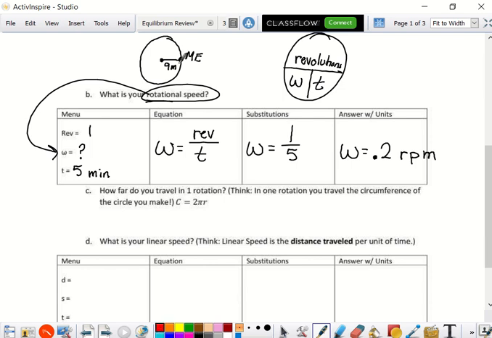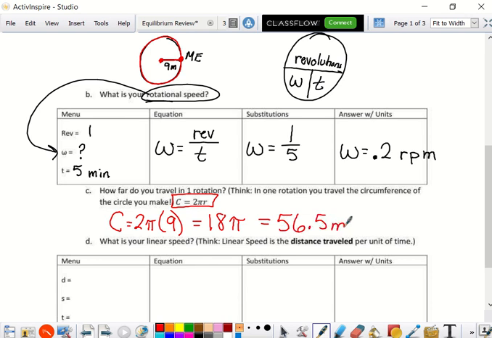Okay, so one time around. I'm starting here, and I go around once. That is the circumference of a circle. So I'm going to use my circumference equation from geometry. Circumference is 2 times pi times my radius. My radius is the distance from the center to the edge, which is 9. So I get 18 times pi, or approximately 56.5 meters. So that is going to be my distance.